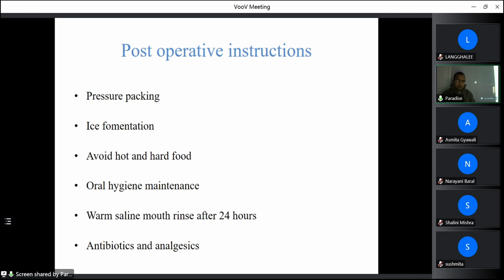Okay, pressure packing is given for how much time? 40 minutes, 45 minutes, 10 minutes, 1 hour? 30 minutes. Why 40 minutes? Why do you have to apply the pressure packing for 30 minutes? What is the reason? Why only 30 minutes? The answer is correct. It's 30 to 45 minutes. But why? What is the reason?